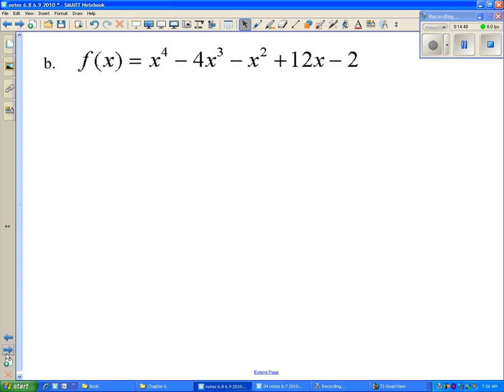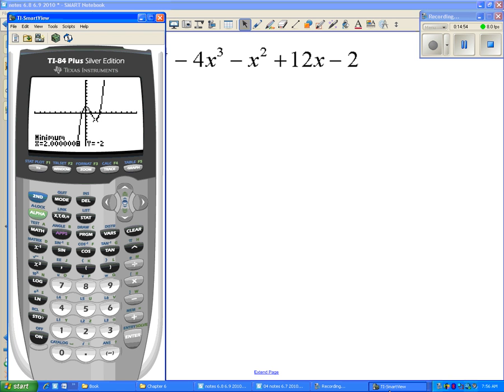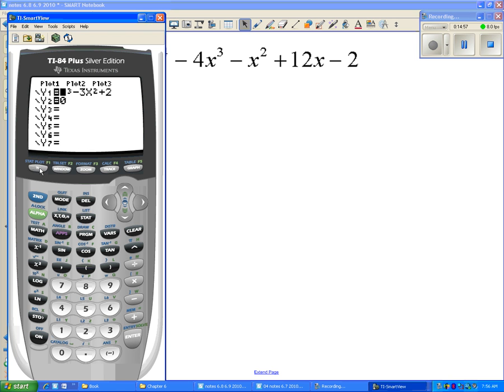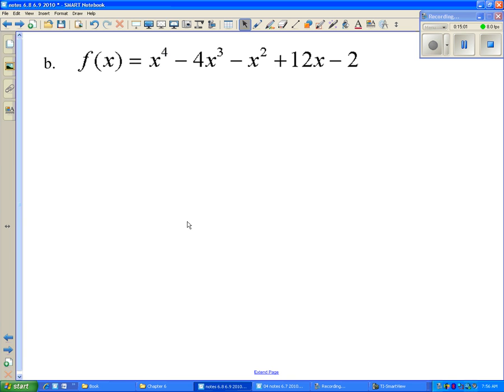x to the 4th minus 4x cubed minus x squared plus 12x minus 2. So I'm going to go to my calculator. I'm going to hit y equals. I'm going to plug in my function. Starts with an x to the fourth.